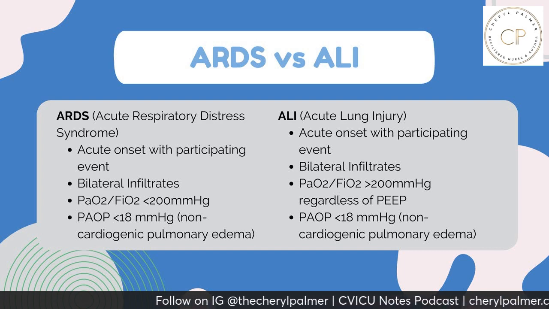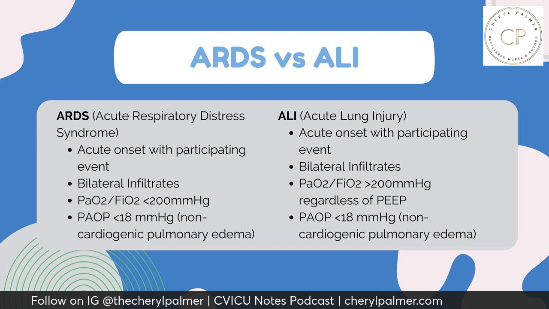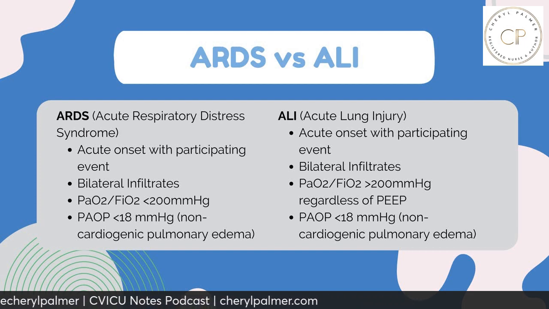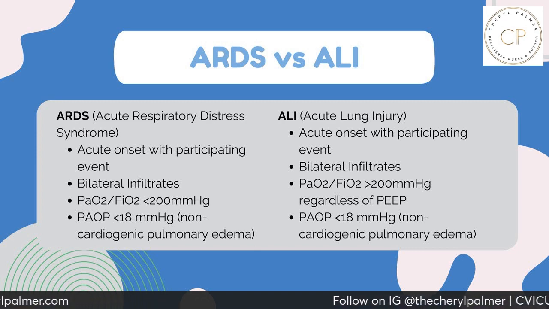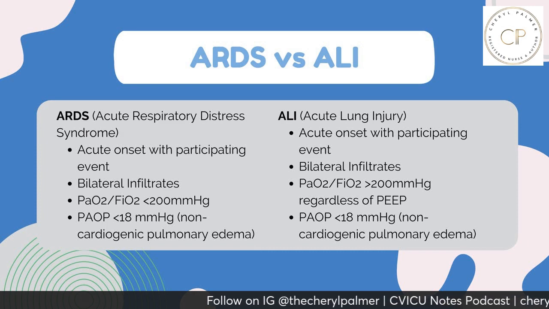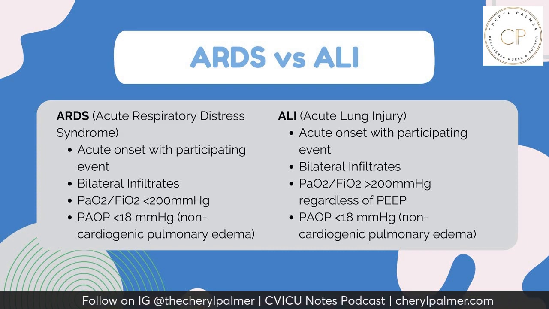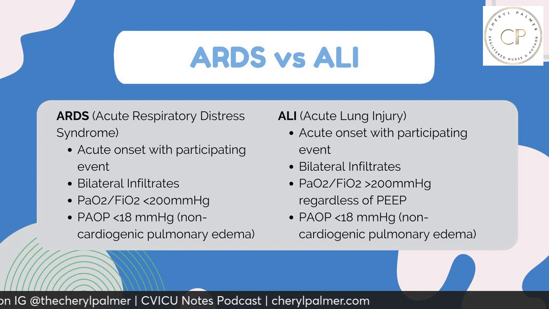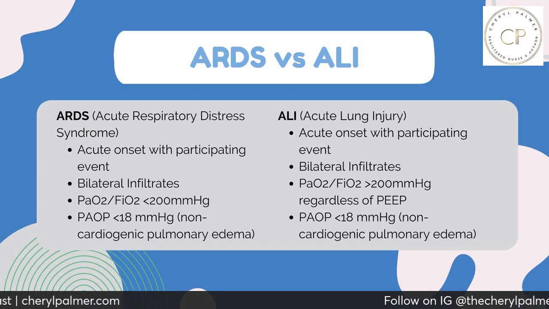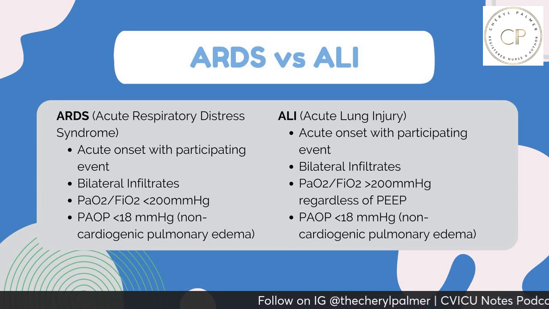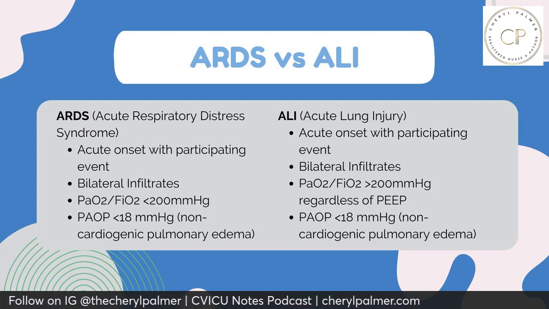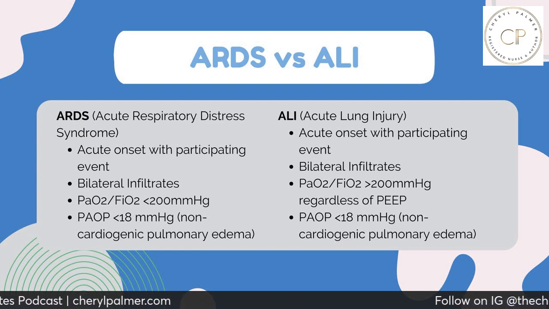ARDS versus ALI. So ARDS is acute respiratory distress syndrome. ALI is acute lung injury. So for acute respiratory distress syndrome, it's an acute onset with a precipitating event. Person may have bilateral infiltrates. Their PaO2 to FiO2 ratio is less than 200 millimeters of mercury. Their PAOP, or pulmonary artery occlusion pressure, is less than 18. And this is in non-cardiogenic pulmonary edema.